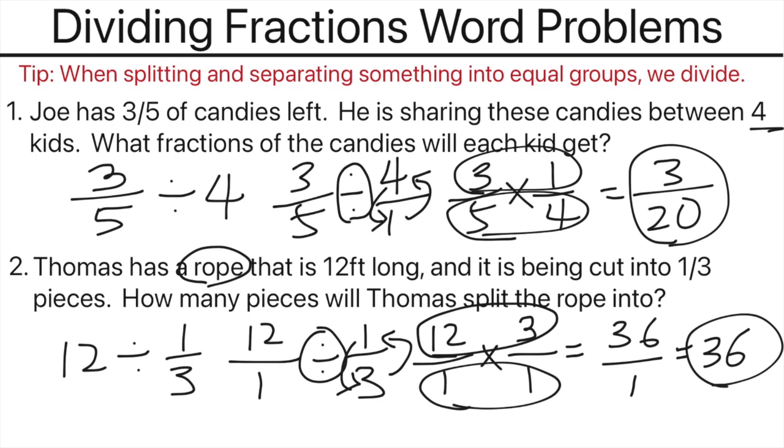So these are two word problems that involve dividing fractions. The first one takes the object and splits it into equal groups, where the second one takes the object divided by the size of the equal pieces to get the total count of pieces that it will be divided into. And we use keep, switch, and flip whenever we divide fractions.